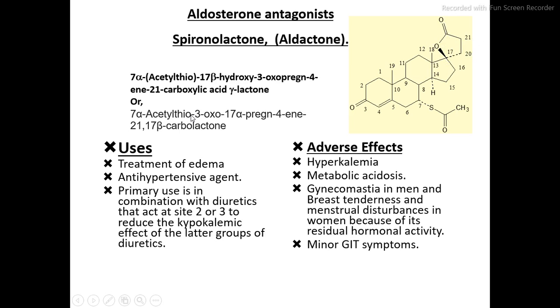I have told you why there is 21-17, because this carbonyl group and this oxy group are in lactone ring formation between carbon number 21 and 17, and hence it is 21,17 beta carbolactone.